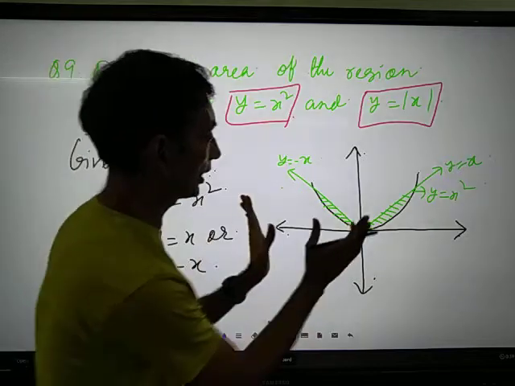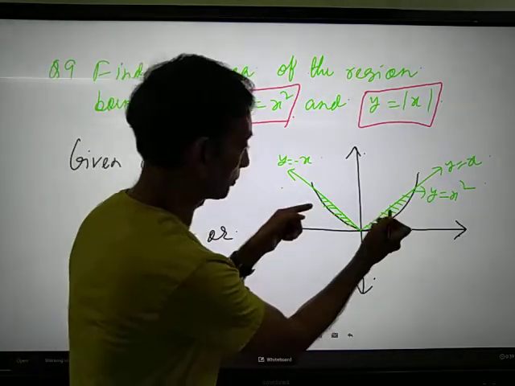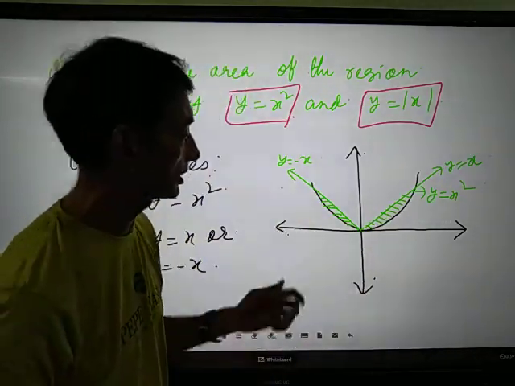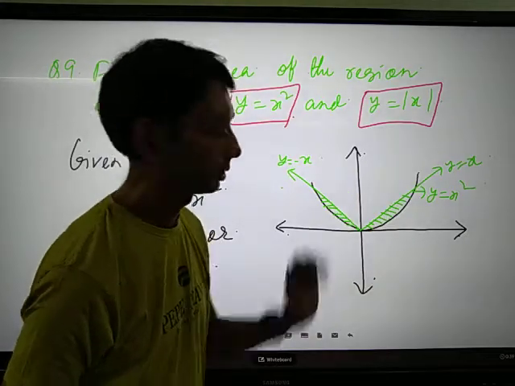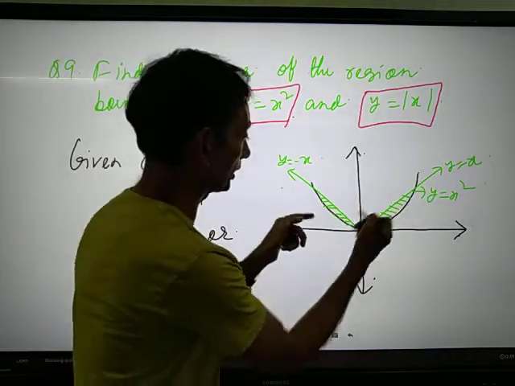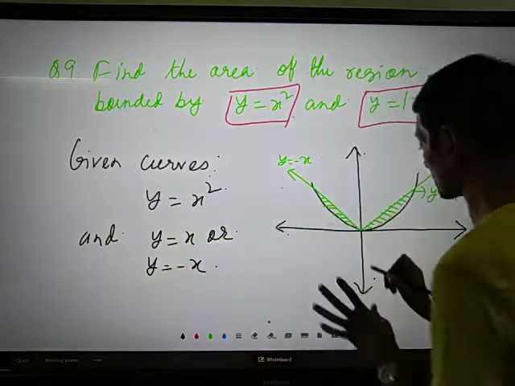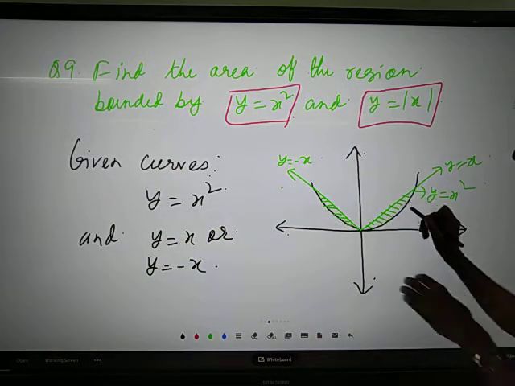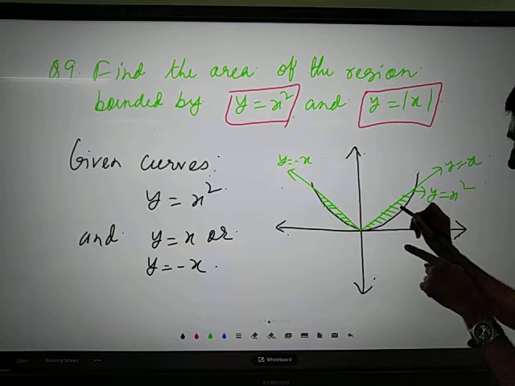Okay, and what is the advantage of this graph is that this portion, what you are going to calculate, determine, is symmetrical about this y-axis. So you don't need to determine the value of both the portions. You need to determine one portion and you can just multiply by 2. So we are going to calculate this.